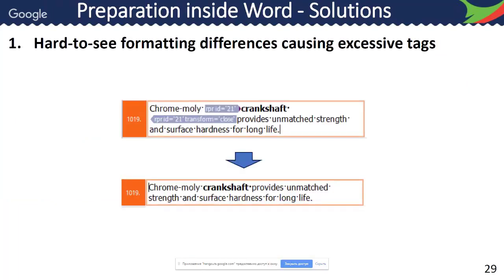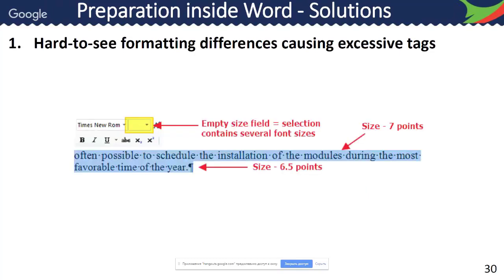In this example, which shows the translation editor in memoQ, Tag Cleaner has removed the tags caused by invisible styles. Another cause of tags is several different font sizes, font colors, or fonts inside a single paragraph. On this slide, you can see selected text which contains several different font sizes. The first line is font size 7, and the second line is font size 6.5. And this is all part of the same paragraph.